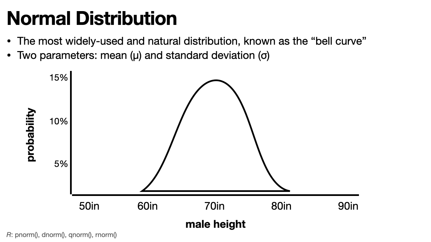Here we have the normal distribution of male height, where the mean is 70 inches and the standard deviation is 3 inches.